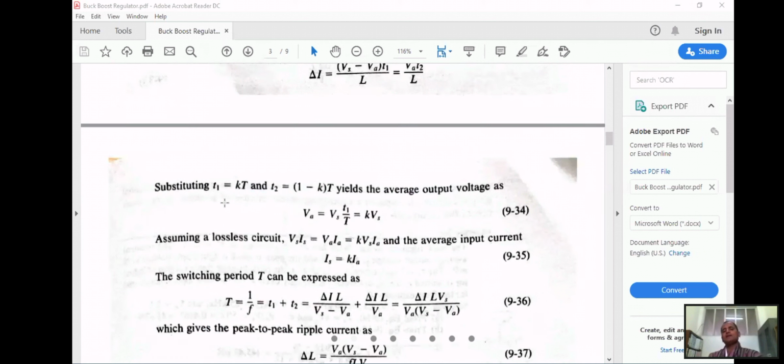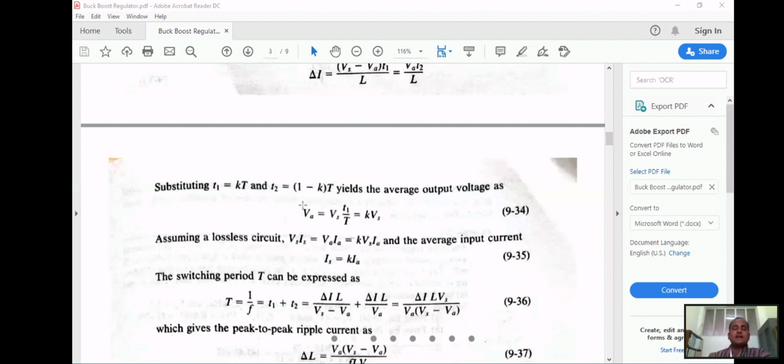So substituting T1 equals to KT, where K is the duty cycle. We know that T1 plus T2 is equal to T, the total time. So T2 can be (1 minus K) into T. So this will yield the average output voltage.